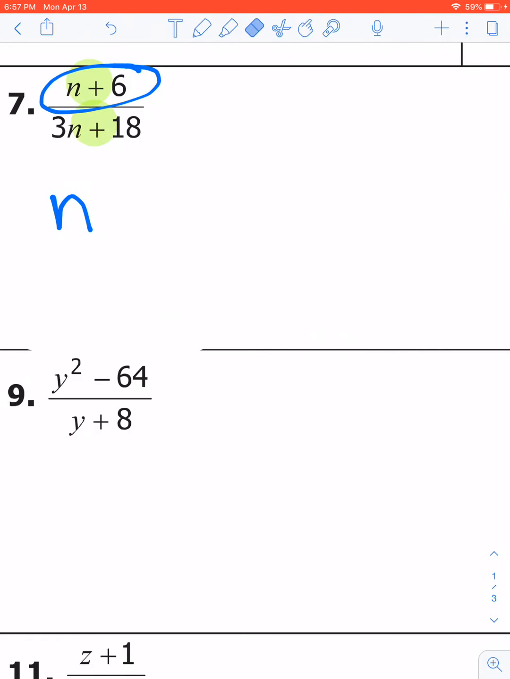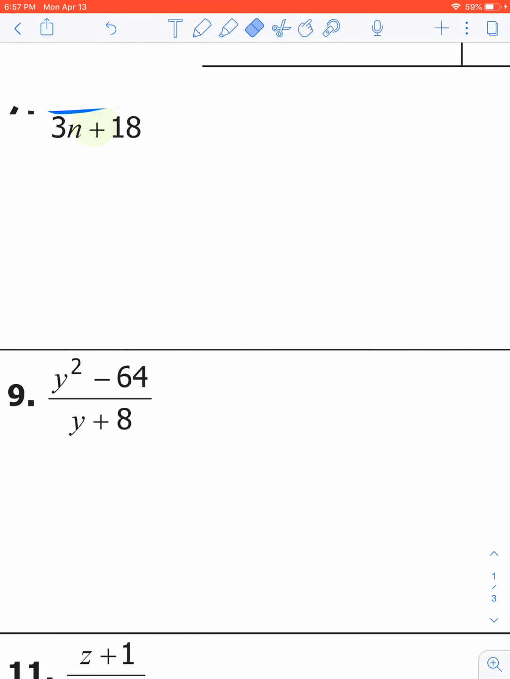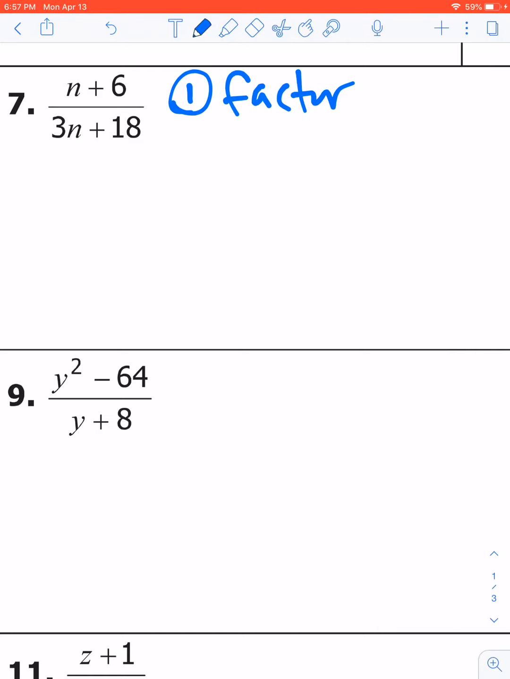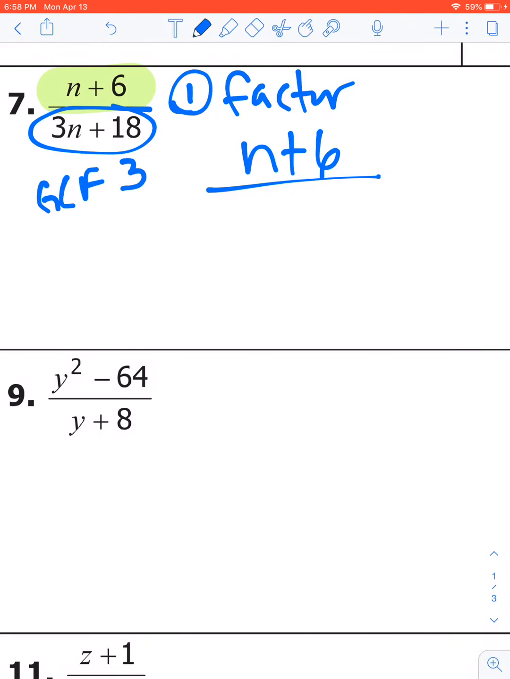Now pens up. All right, use your pen. When we talk about these polynomial problems, the first thing you need to do is factor. When I look at n plus 6, there is no GCF, it has 2 terms, and it does not follow a difference of squares. So the numerator is just going to stay n plus 6. But the denominator has a GCF of 3, so I'm going to take the 3 out.